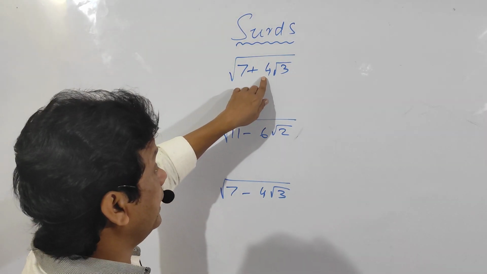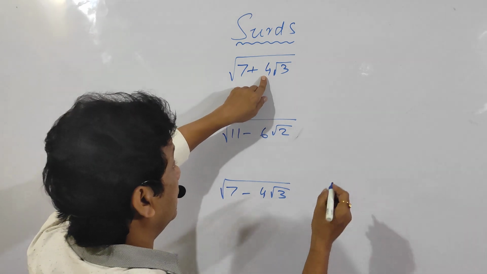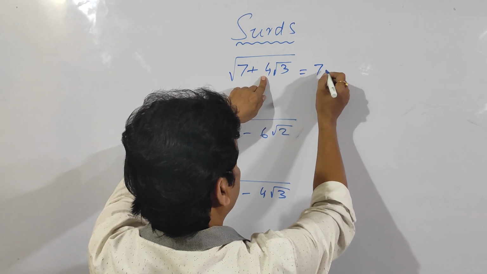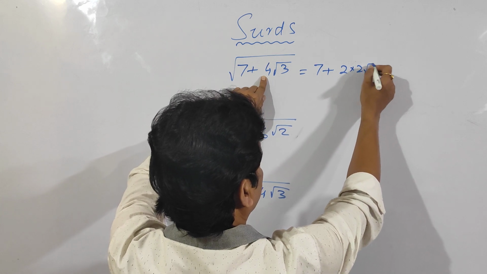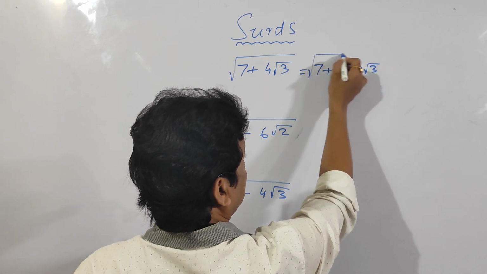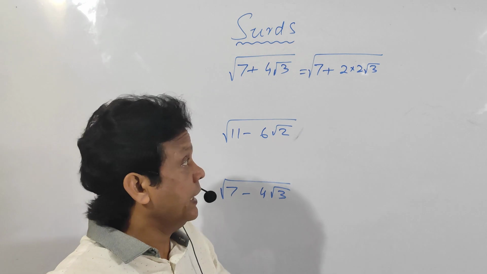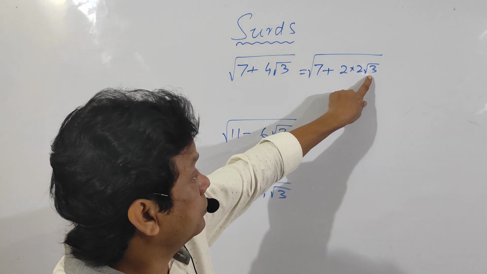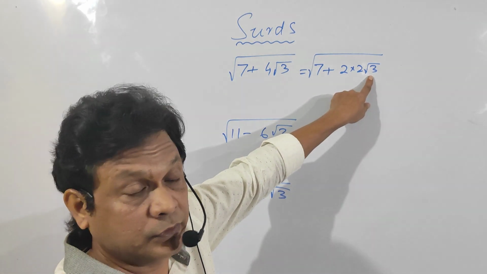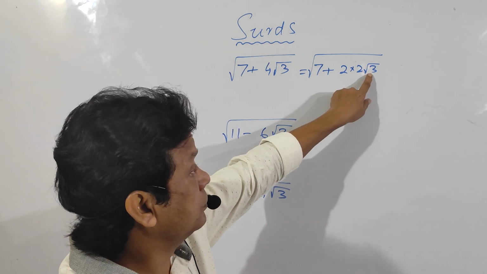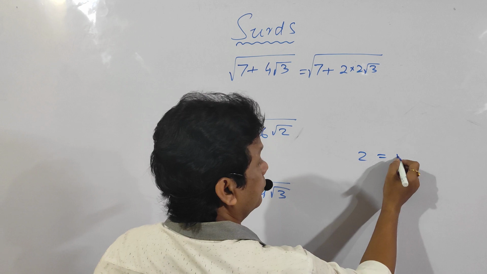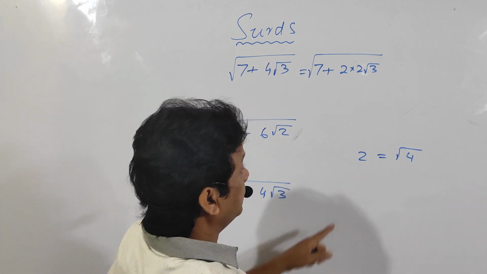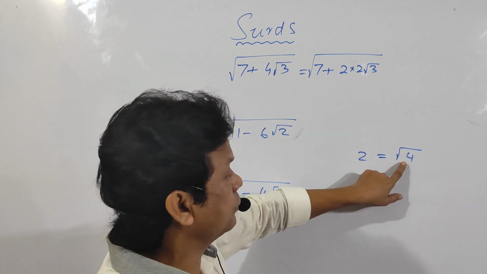Now, you can write 4 root 3 as 7 plus 2 into 2 root 3. Write it as 2 into something and take this 2 under the root. That means 2 is equal to under root of 4. So instead of 2, in place of 2, I can write square root of 4.